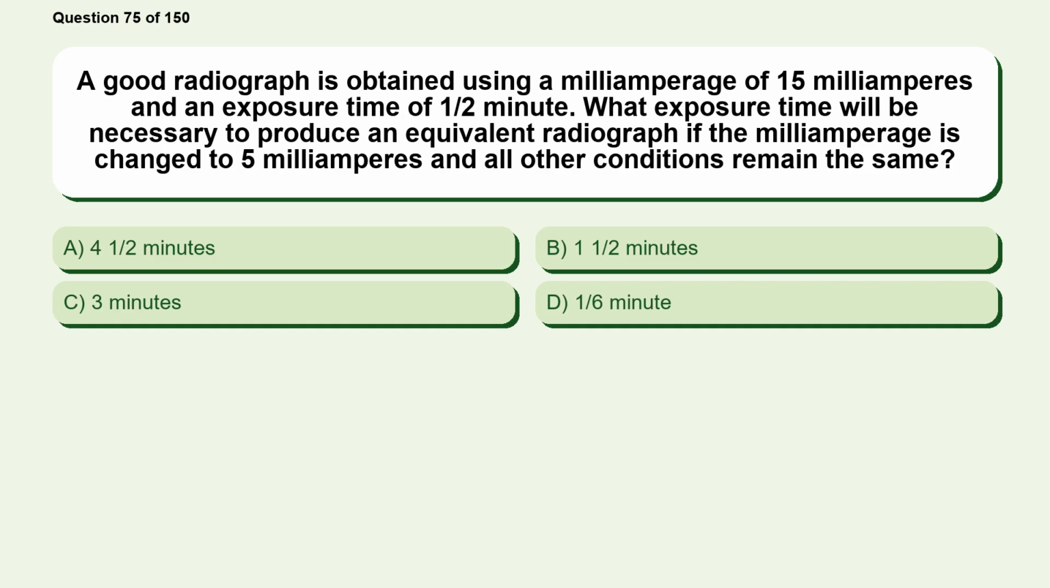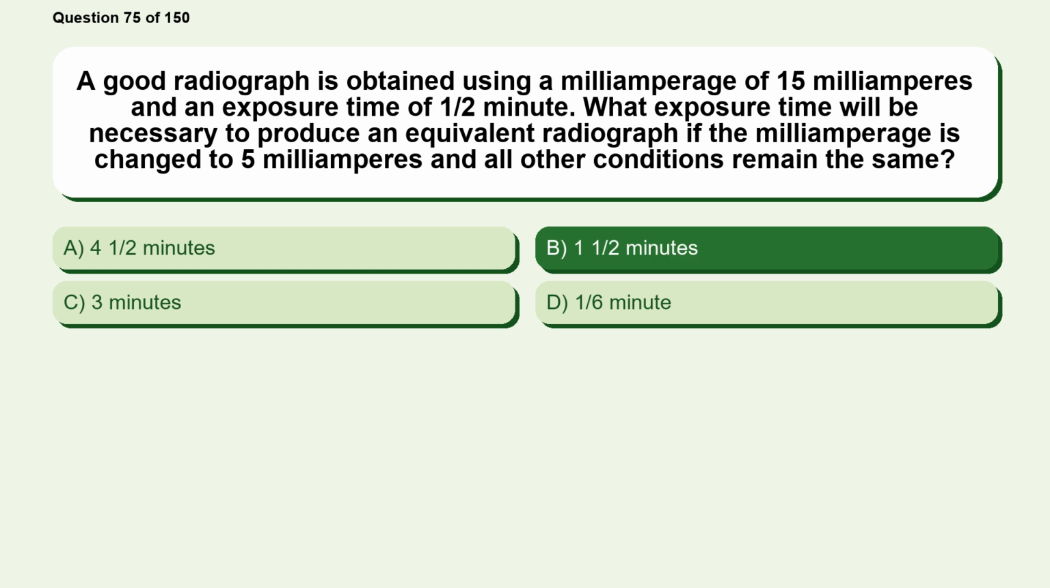Question 75. A good radiograph is obtained using a milliamperage of 15 milliamperes and an exposure time of 1/2 minute. What exposure time will be necessary to produce an equivalent radiograph if the milliamperage is changed to 5 milliamperes and all other conditions remain the same? Option A, 4.5 minutes. Option B, 1.5 minutes. Option C, 3 minutes. Option D, 1/6 minute. The correct answer is option B.